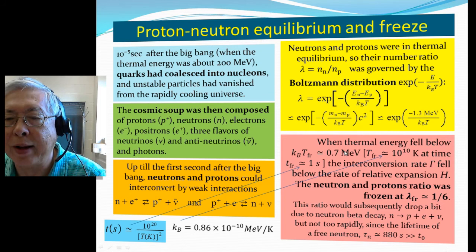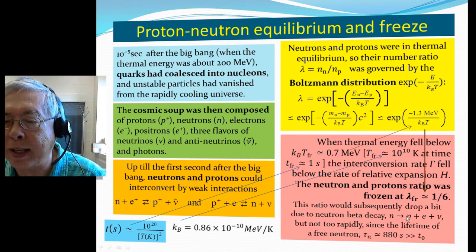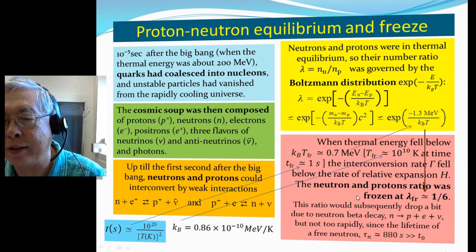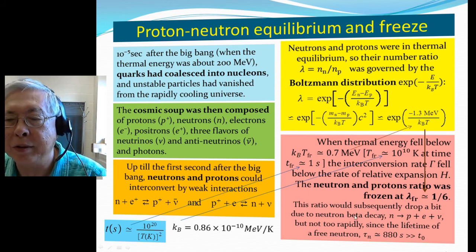Now, once you know that kT is 0.7 MeV, divide that by 1.3 MeV, and e to the minus that works out to be 1/6. This number will subsequently drop a little bit due to neutron beta decay. A free neutron can decay into a proton plus an electron and antineutrino, but not too rapidly, since the lifetime of a free neutron is 880 seconds, which is of course much bigger than the age of the universe then, about a few seconds. So it's only dropped a little bit.